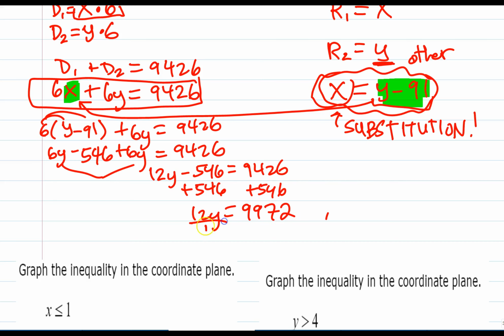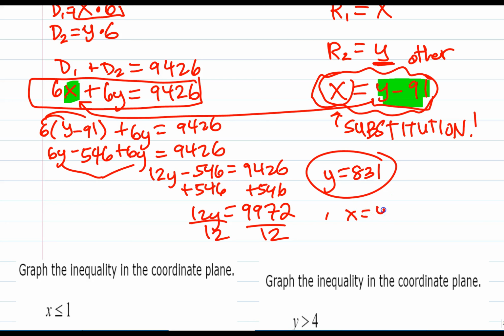9972. Is that divisible by 12? I sure hope so. What is it? We now know y, which is the second plane's rate, right? Do we know the first plane's rate? Do we know x? Could we figure it out? Because x is equal to what? So x is equal to, what is 831 minus 91? Seven something.